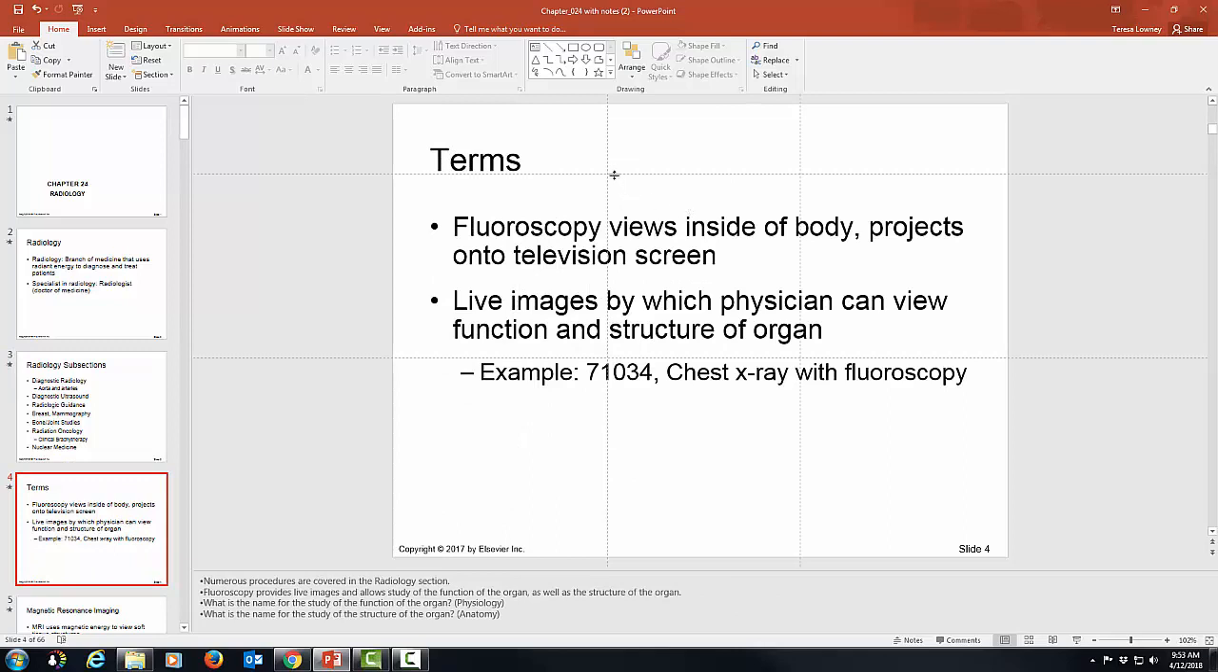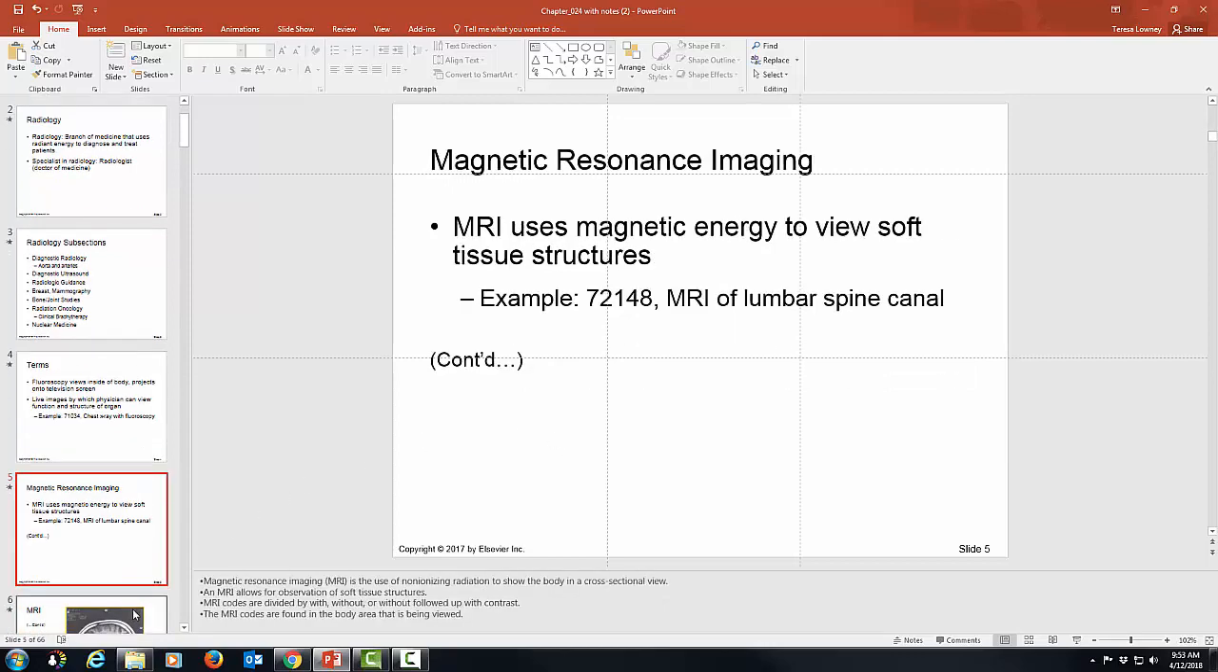The term fluoroscopy views inside the body and projects onto a television screen. These are live images in which the physician can view the function and the structure of an organ. And remember, we've used fluoroscopy for a lot of other things as well as guidance in the past. So the study of the function of the organ is physiology. The study of the structure of the organ is anatomy.